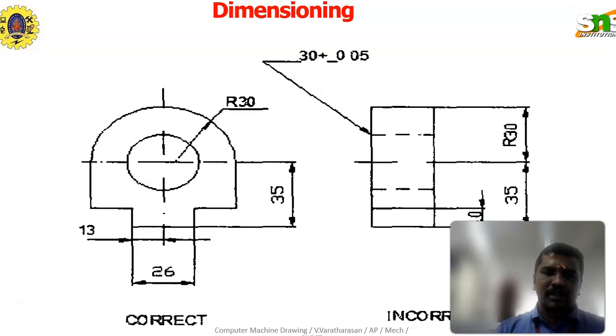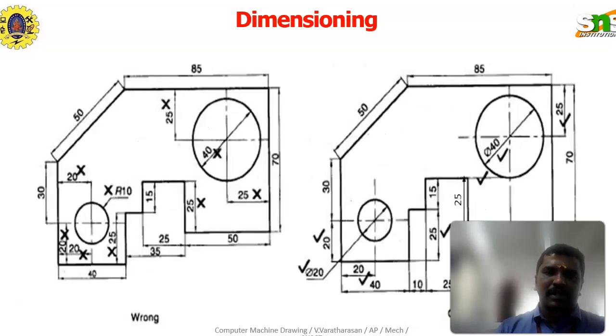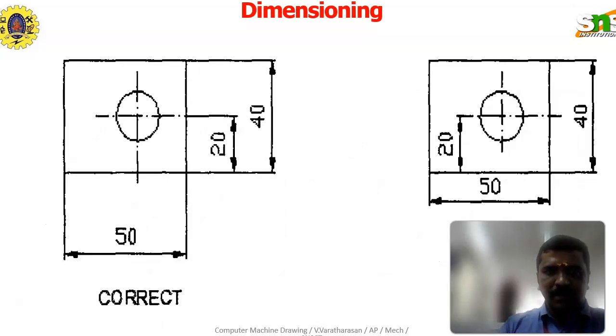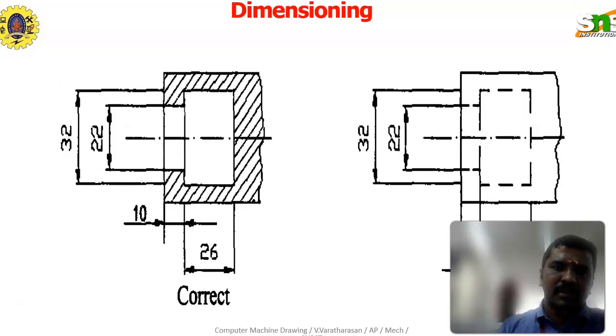Here in this figure it will be clearly represented. And this figure also clearly represents how we can correct the dimensioning in the drawing. Okay. So this is one more example also.